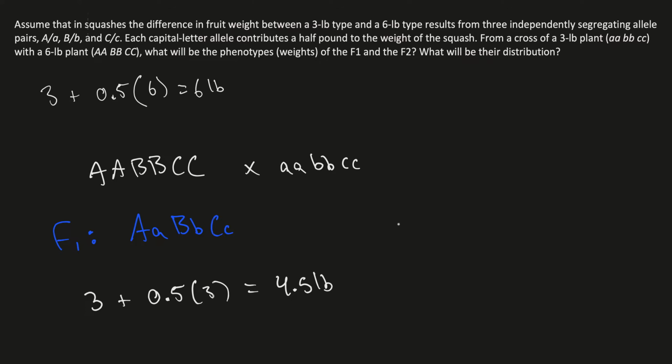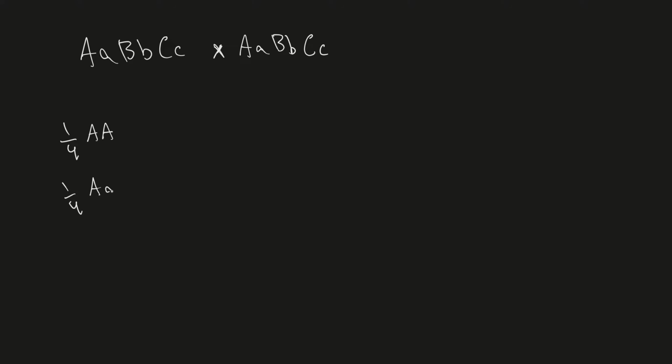Now, it's going to be a little bit harder for the F2. How will their distribution happen? Well, we're going to have a heterozygous for all alleles crossed with another heterozygous for all alleles, right? And if we make Punnett squares for each and every one of these alleles, we have a 1/4 chance of getting 2 big A alleles, a 1/2 chance of big A, little a, and a 1/4 chance of little a, little a. And that's for the A alleles.